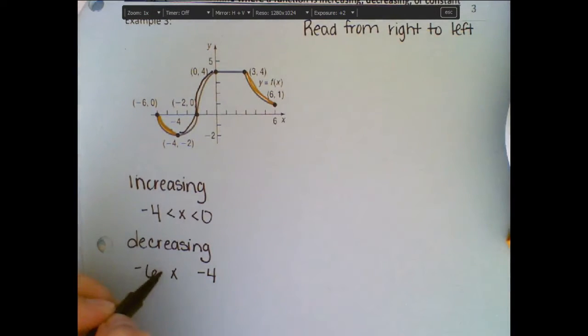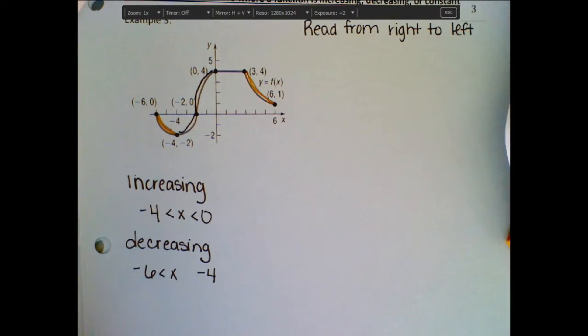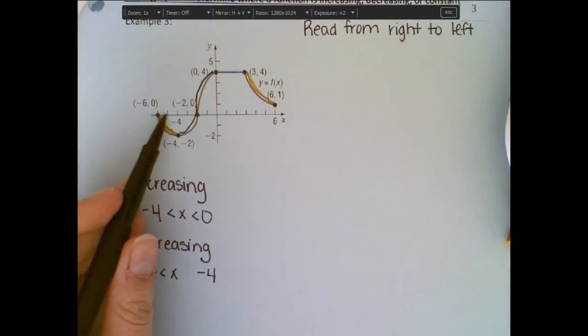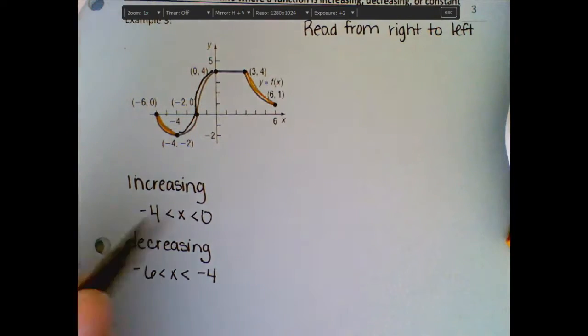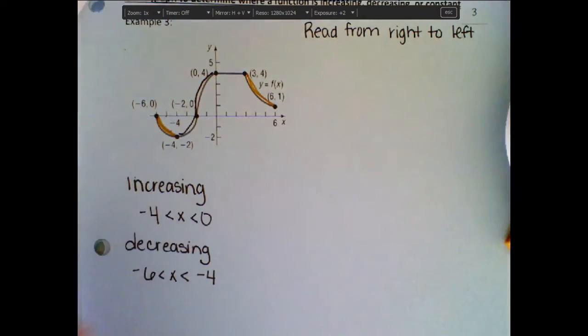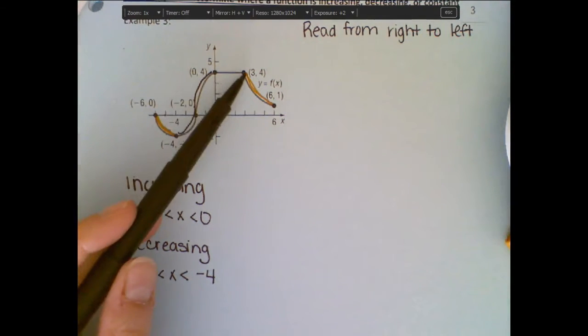And as long as x is greater than -6, right? -5, -4, as long as it's in there, and then x is less than -4, as long as it's in between there, it's decreasing. Kind of think about it in this way. Well, where would it be at -5? Well, it would be somewhere in here, and therefore it'd be decreasing. That's what this says.